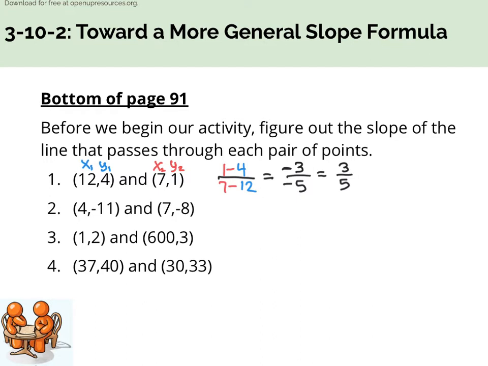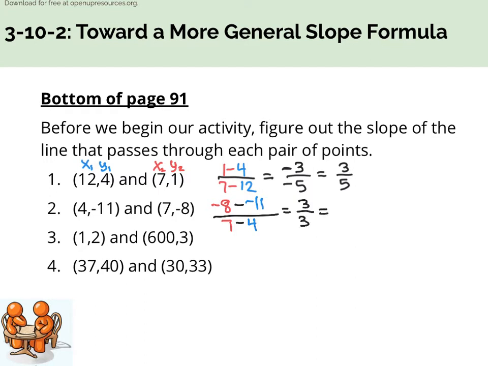So number 2, again, we're going to subtract off our y's. So we're going to say -8 subtract a -11, all over 7 subtract 4. So negative 8 subtract 11. Put it in exactly how it looks. So negative 8 subtract a negative 11 is actually a positive 3. 7 minus 4 is also 3.